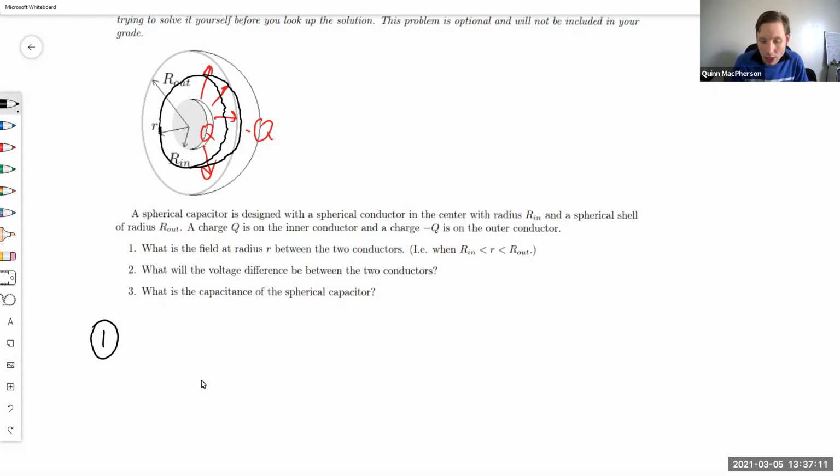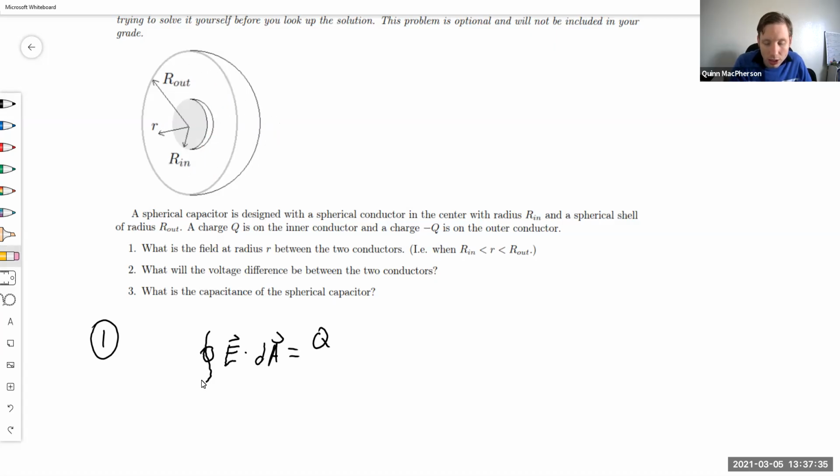Okay, so Gauss's law says that the flux, that is the integral over my closed Gaussian surface of E dot dA, is equal to the charge enclosed, which in my case is just Q. Only the inside charge is inside my surface. This is my surface here. Only Q is inside of it. Minus Q is outside, so it doesn't count.